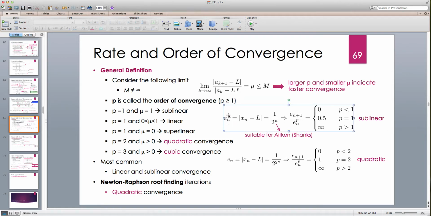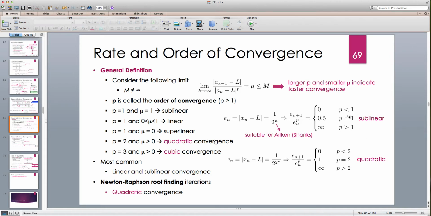So here's one example. Let's say our error term is 1 over 2 to the n, therefore we take the limit of en plus 1 over en to the p. If p is less than 1, we're definitely getting 0. If p is equal to 1, we're getting 0.5, and if p is greater than 1, the limit diverges, we get infinity, okay? And therefore this is a sublinear behavior, because for p equals 1, we get a non-zero number. This is sublinear.